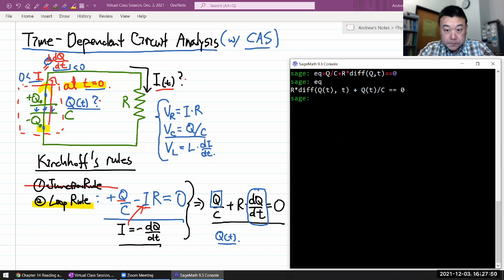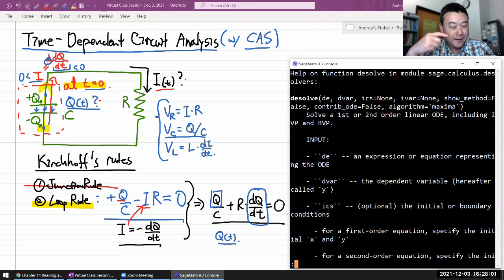Okay, I have my equation. I think I'm just ready to use dsolve. Well, I'm ready to use dsolve, except that I don't remember the syntax. The syntax is the differential equation, then dvar. Dvar is the dependent variable, so that would be our Q.